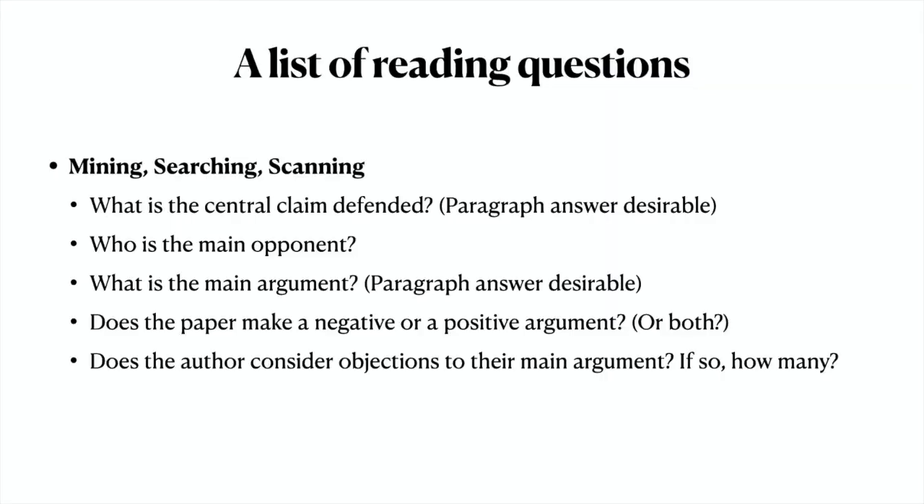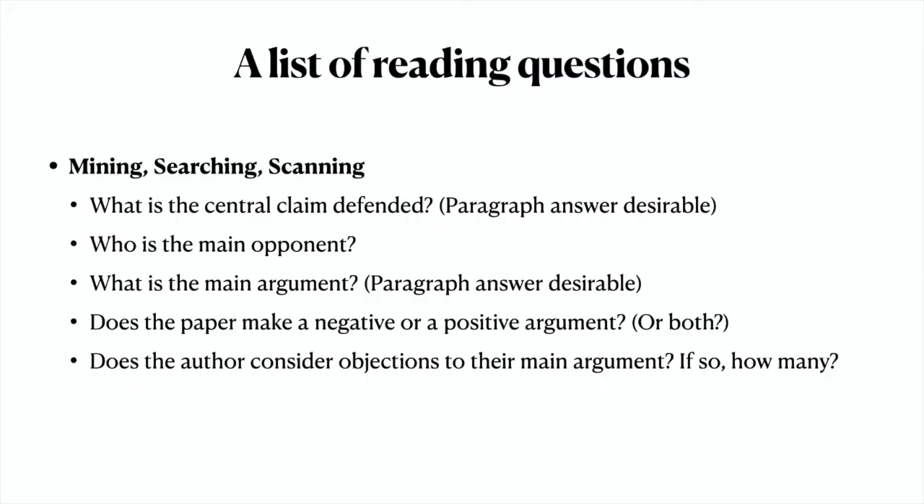Does the paper make a negative or a positive argument, or both? Again, so identifying what kind of argument this actually is. Is the argument meant to motivate a certain claim, or is it primarily meant to undermine the belief in some other claim? Does the author consider objections to their main argument? Often you will find that an author splits the argument for the claim and then responding to objections. If you found that split, you can just count the number of objections and you write down how many.